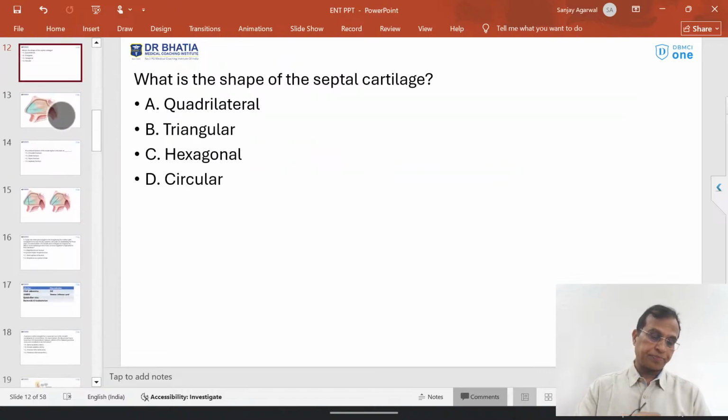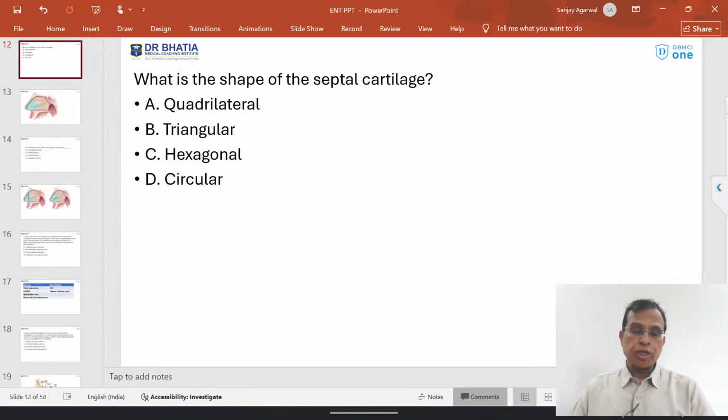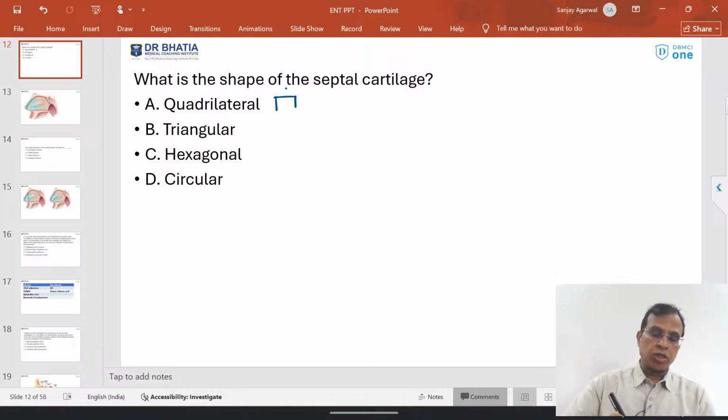Next question. What is the shape of septal cartilage? Is it quadrilateral, triangular, hexagonal, circular? Circular we all know. Quadrilateral is a structure which has 4 walls like this. We know this. Triangular is a structure which has 3 walls like this. And hexagonal is a structure which has 6 walls like this.